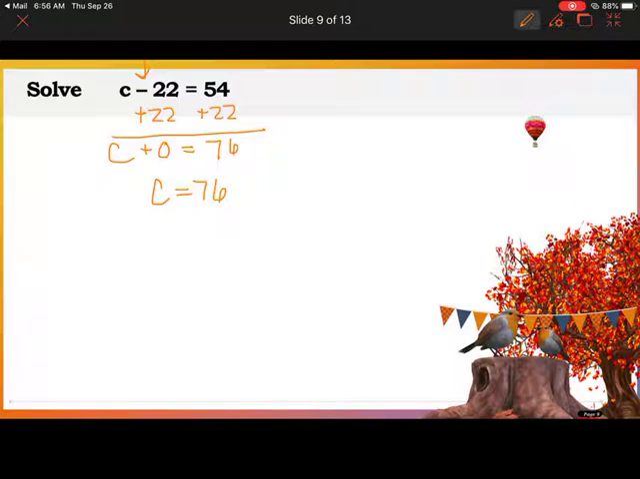Now I'm going to plug it back in and just check. 76 minus 22 equals 54. And I end up with 54 equals 54. That's correct.